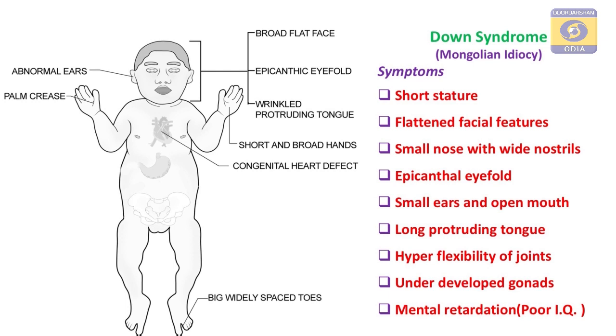Now, what are the different symptoms of Down syndrome? First, short stature, that means restricted growth, height below average, flattened facial features, a small nose with wide nostrils, epicanthal eye fold, means a fold of skin of the upper eyelid that covers the inner corner of the eye, and a long protruding tongue. Hyperflexibility of joints, underdeveloped gonads, mental retardation and poor IQ are the symptoms of Down syndrome.